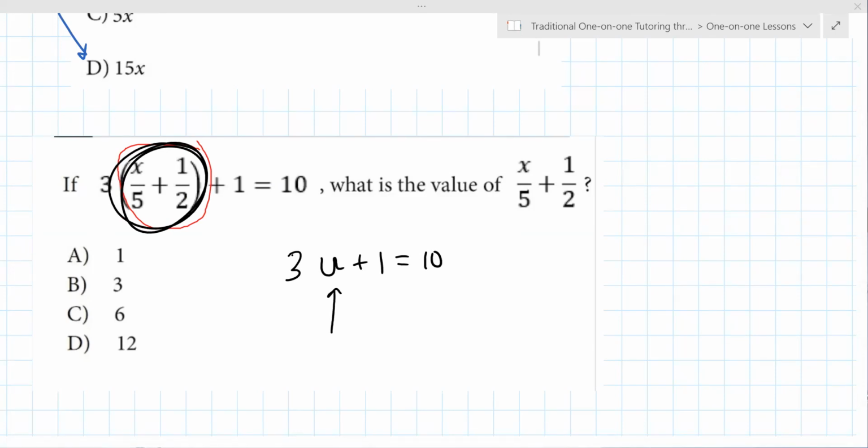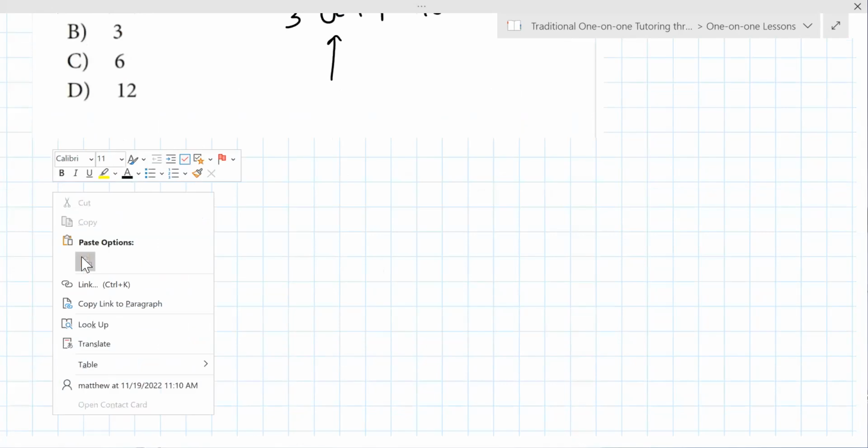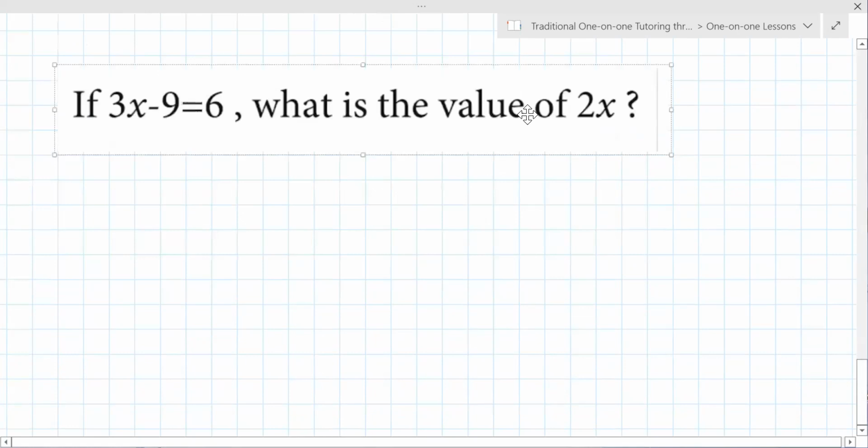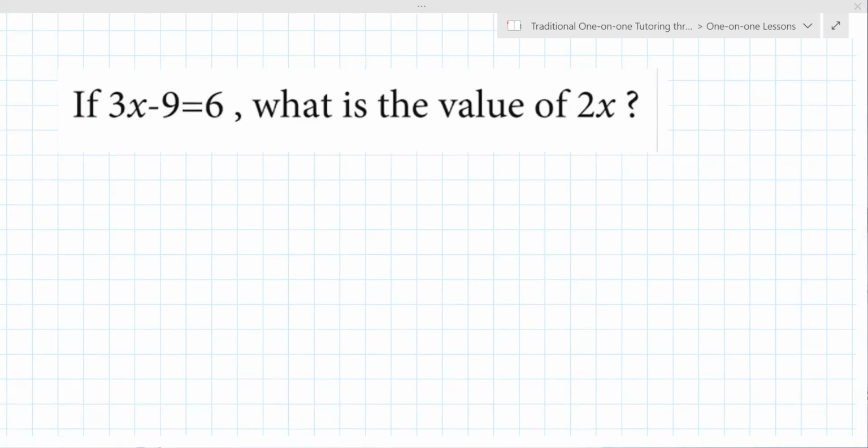All right, one more. This one doesn't have any multiple choice, but it's kind of the same style of question. If 3x minus 9 equals 6, what is the value of 2x? For this one, you do have to solve for x first. So just bring the 9 over, so it'd be 15, 3x equals 15, x equals 5, so it'd be 10. Yes. All right, not too bad, right?